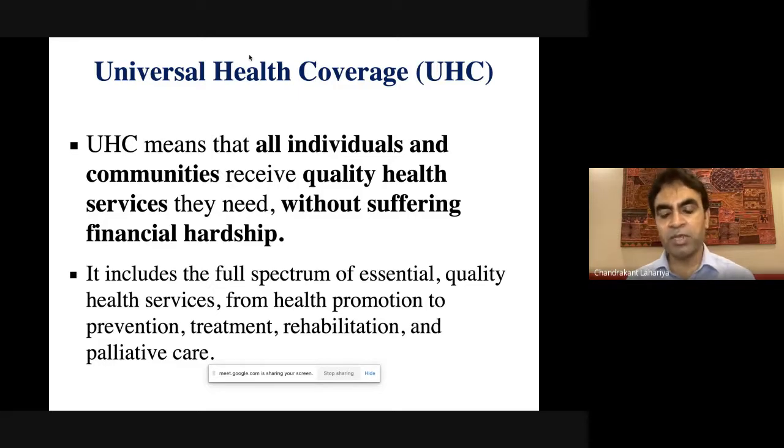UHC focuses that health services should not be only curative, not only treatment, but a broad range of health promotion, prevention, and treatment. Some people require rehabilitation services, and some terminally ill cancer patients require palliative care. So that's what government should do. UHC is really all encompassing. There is a global goal as part of the Sustainable Development Goals, Target 3.8, which focuses upon achieving UHC. India, through the National Health Policy, has committed to this goal.